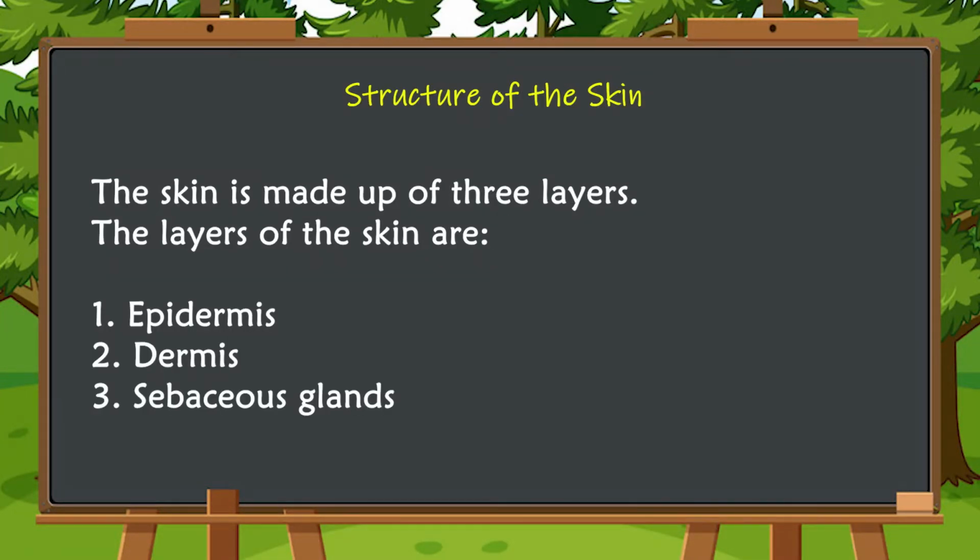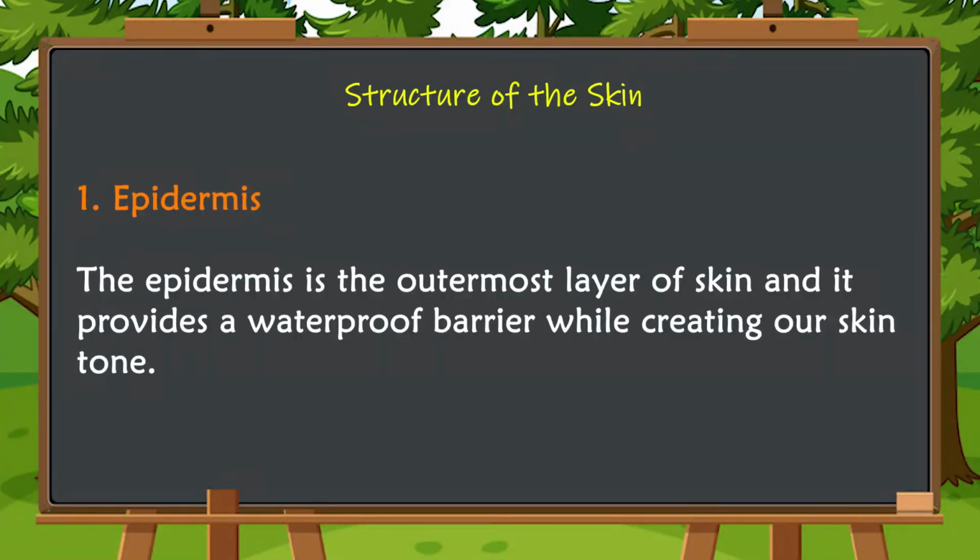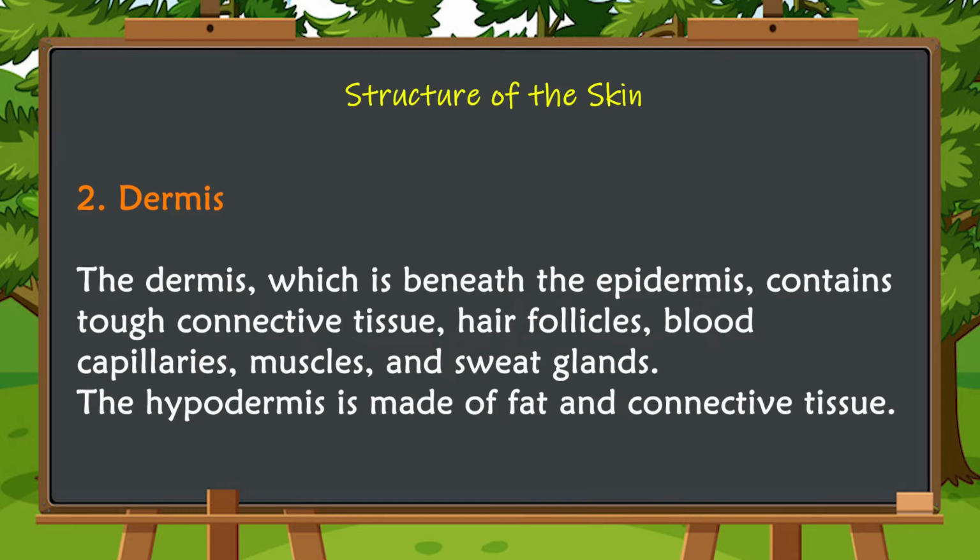Structure of the skin. The skin is made up of 3 layers. The layers of the skin are the epidermis, the dermis, and the hypodermis. The epidermis is the outermost layer of skin, provides a waterproof barrier, and creates our skin tone. The dermis, beneath the epidermis, contains tough connective tissue, hair follicles, blood capillaries, muscles, and sweat glands. The hypodermis is made of fat and connective tissue.